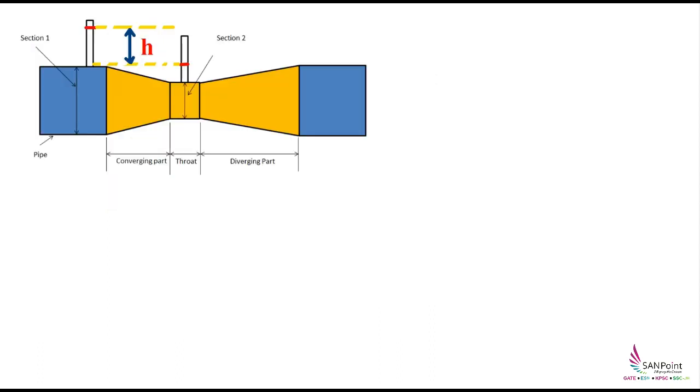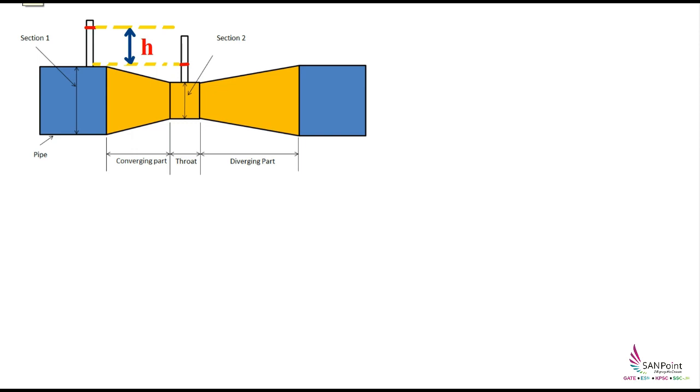Here in this diagram you can see that a venturimeter has been installed in a pipe section. This blue portion is showing the pipe, in which this orange portion is called the venturimeter. It has a converging portion, then the middle portion is called the throat, and then we have the diverging part. The main purpose of installing this venturimeter is that we are able to measure the discharge that is going to flow through the pipe.